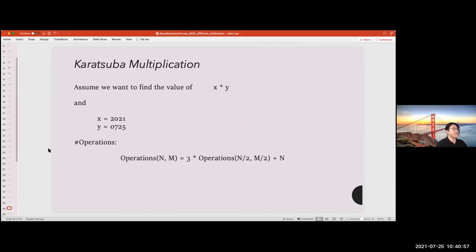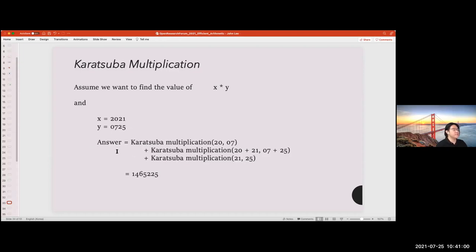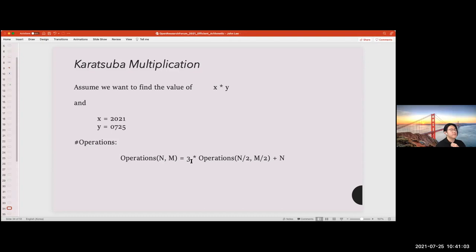But yeah, so this is what Karatsuba did. And as we can see here, in order to multiply two numbers, we do three operations with half the size of digits. And then we add n, because we just go through each digit and divide them up. So the total number of operations is equal to three operations for half digit size numbers plus the number of digits. And this becomes like an infinite series.